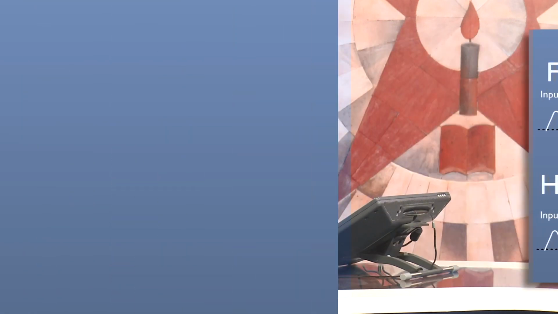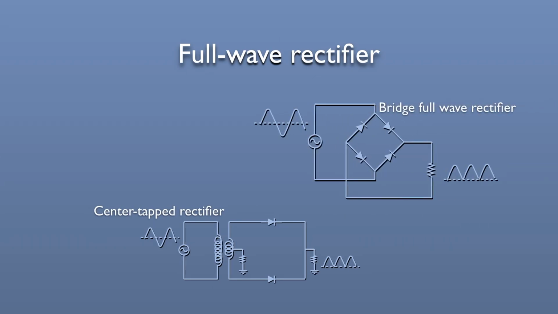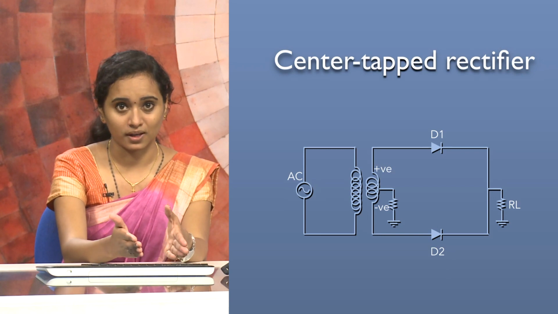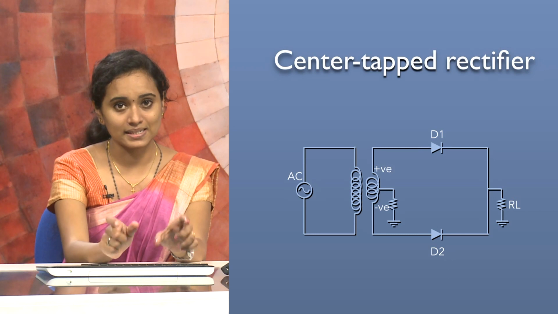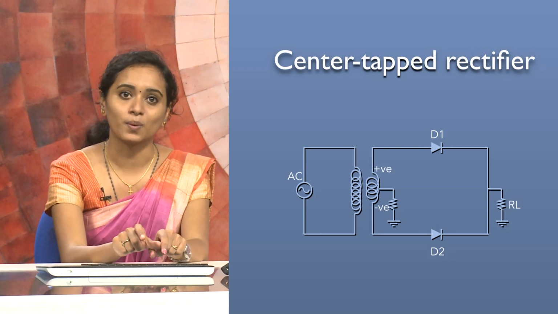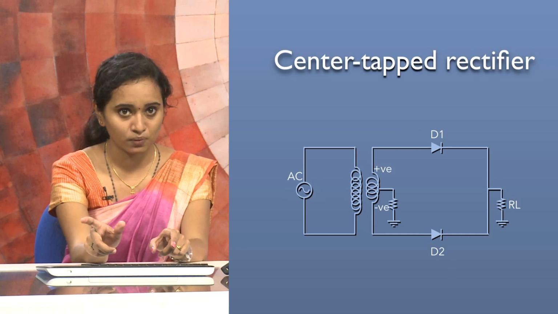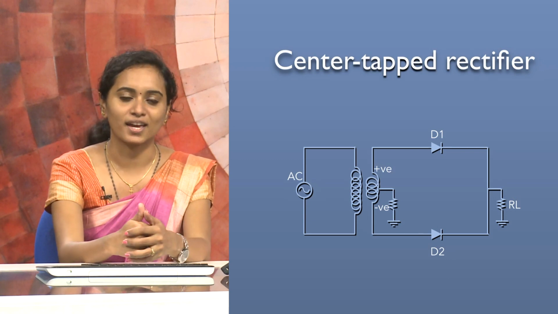There are two circuits for a full wave rectifier, a center tap full wave rectifier and a bridge full wave rectifier. A center tap rectifier is a type of full wave rectifier that uses two diodes connected to the secondary of a center tap transformer. The input voltage is coupled through the transformer to the center tap secondary. Half of the total secondary voltage appears between the center tap and each end of the secondary winding.